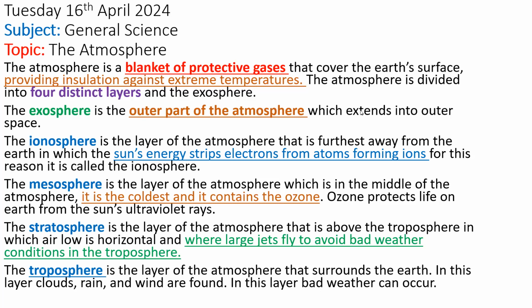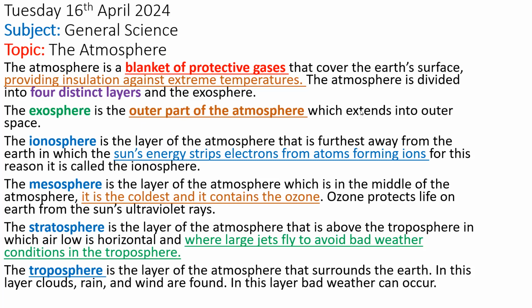Yes, sir. The exosphere is the outer part of the atmosphere which extends into the outer space. Very good. And Bree, can you read ionosphere? The ionosphere is the layer of the atmosphere that is furthest away from the Earth, in which the sun's energy strips electrons from atoms, forming ions. For this reason, it is called the ionosphere.